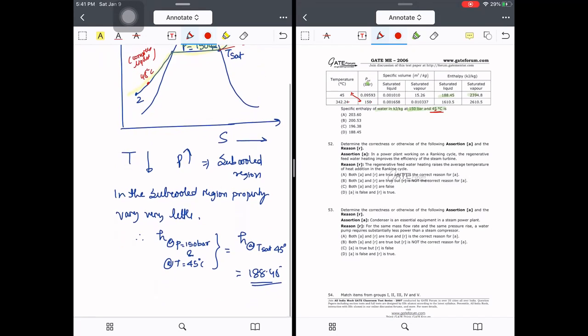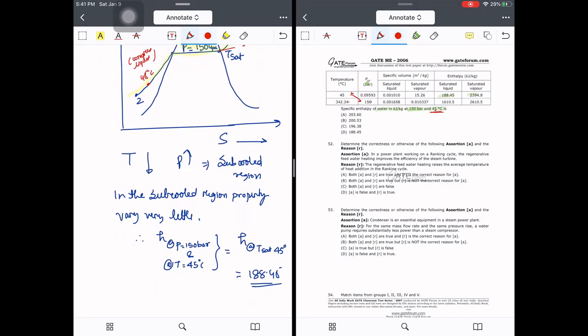That means we are actually dealing with compressed liquid, because the pressure is the same. So the enthalpy will be the same as that of saturated liquid, and we know that in compressed liquid the density does not change appreciably even though we increase the pressure. That means at 150 bar, the enthalpy will be the same as the enthalpy of saturated liquid.